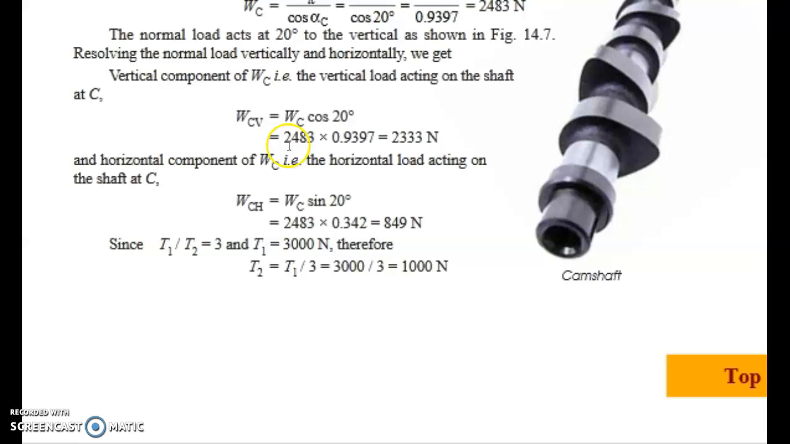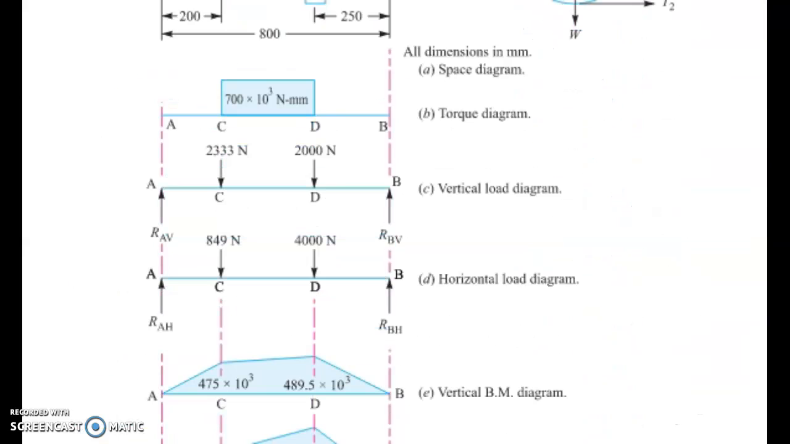What is that value? That is equal to 2483 into 0.9397. That value is equal to 2333 Newton. And next, WCH, the horizontal component, is equal to 2483 into 0.342. That is equal to 849 Newton. So we can draw the horizontal component and vertical component on the gear. This is the vertical component 2333 and this is the horizontal component 849 Newton.